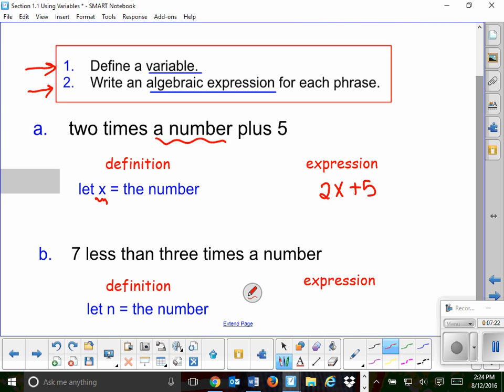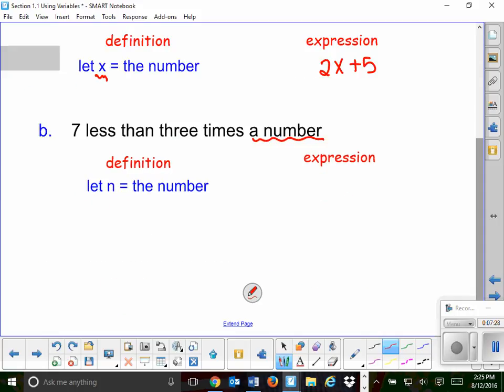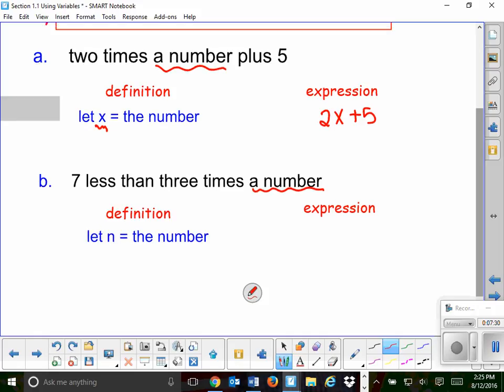On the next one, same thing. I see it says 7 less than 3 times a number. The variable was not defined here. So because it was not defined, we need to define it. So here we're using N this time. Let N equal the number. Okay, how do we write 7 less than 3 times a number? 3 times a number, and I want 7 less than that.